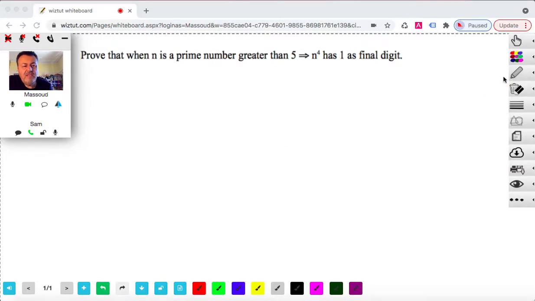So the question is simple. It is asking that, with the provision that the number is prime and greater than 5, so we're talking about numbers like, for example, 7, 11, 13, 19, 23, and so on. Then if you raise those prime numbers to a power of 4, they will have a final digit, the digit on the very right-hand side of the number, that will always be 1.